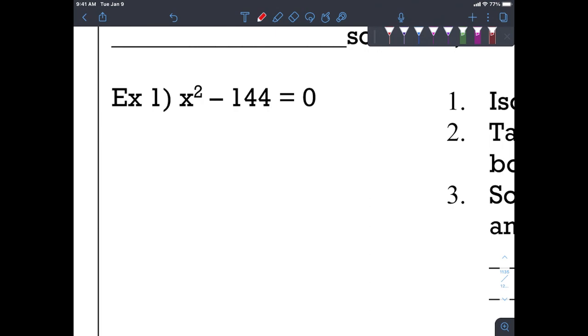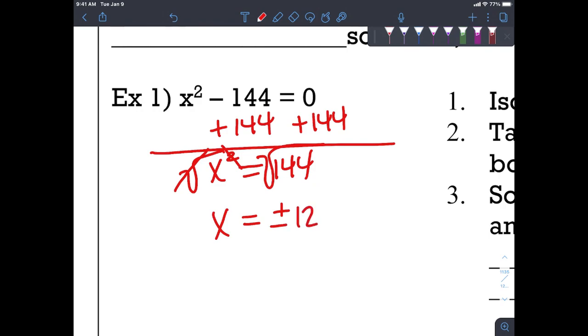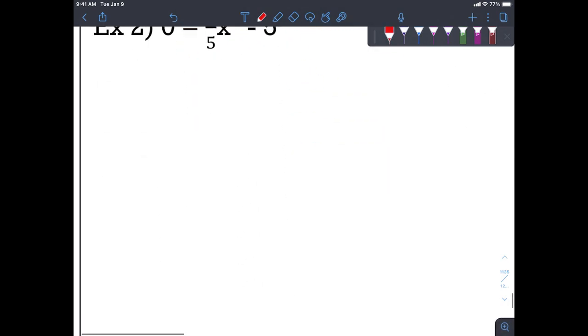Except, I just want to make sure that you understand this because this might come up in another math class. So, for this particular one, I see it's x squared minus 144. So I want to get it to where I can take a square root of both sides. Now I can take my square root and it cancels, and the square root of 144 is positive or negative 12. Now I have my 2 answers. Simple. Super easy.